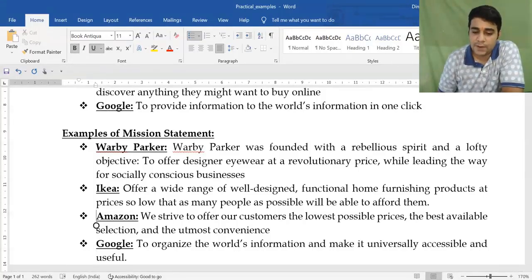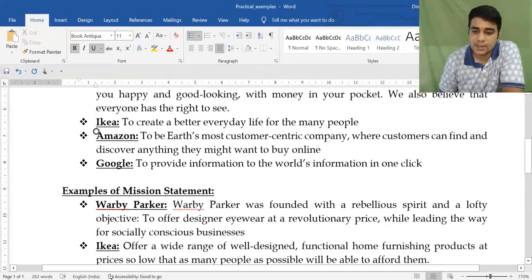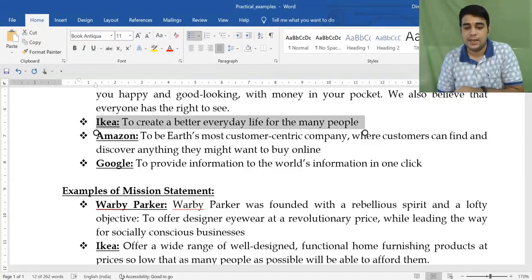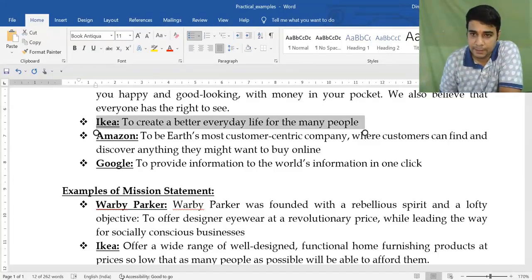Amazon: we strive to offer our customers the lowest possible prices, best available selection and utmost convenience. This is what they are currently doing. Their vision statement says to be Earth's most customer-centric company. I think this is one great statement.